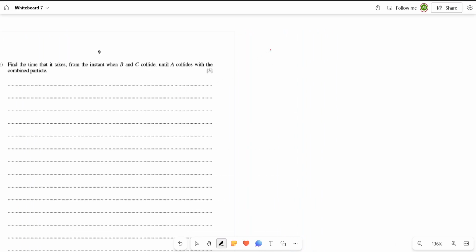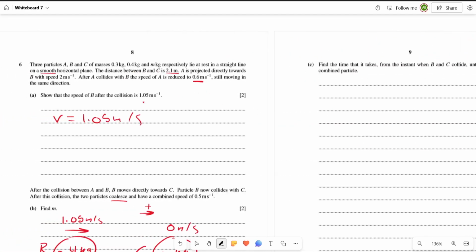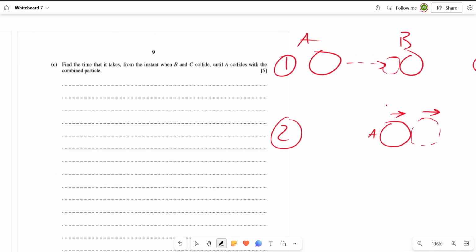So what happened was we had A, B, and C. A moved towards B and they hit each other. This is the first thing that happened. Now A is here, moving to the right, and B is also here, moving to the right. After the initial collision, A was moving with a speed of 0.6 and B with a speed of 1.05. So this is 0.6 meters per second, this is 1.05 meters per second.